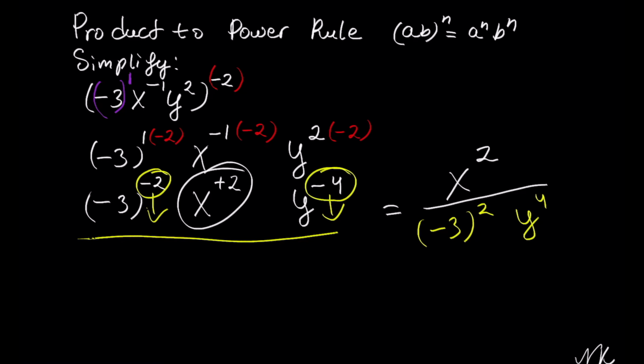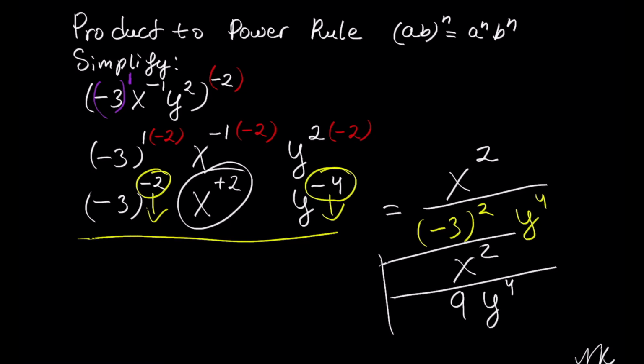So let's simplify negative 3 to the second. We have x to the second over negative 3 times negative 3 gives us positive 9, y to the fourth. So x to the second over 9y to the fourth is our solution. That's all.